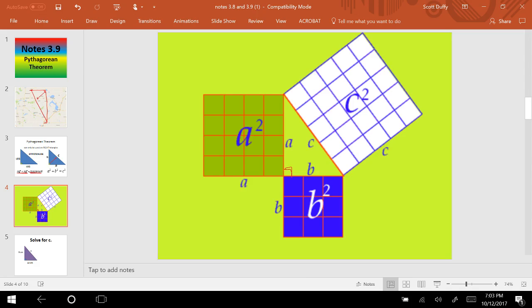That should be equal to, so I have 16 right there, 9 right there. Their sum should be equal to the C squared units. So C would be 1, 2, 3, 4, 5 units long. 5 by 5 is 5 squared, which is 25. And what you see is that 16 plus 9 is equal to 25. So that's how it works.